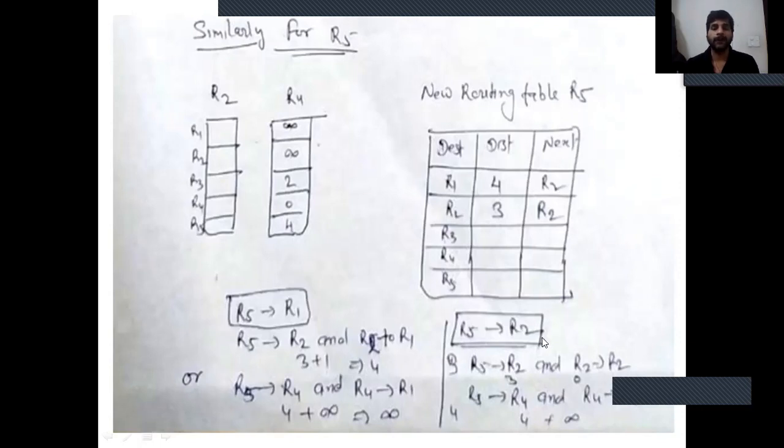Next, similarly R5 to R2 and R2 to R3. R5 to R2 value of 3 and R2 to R2 value 0. The total calculation 3 plus 0. Now R5 to R4, 4 plus R4 to R2 infinity. So smallest value is 3. So R2 is updated by 3. Next router is R2.